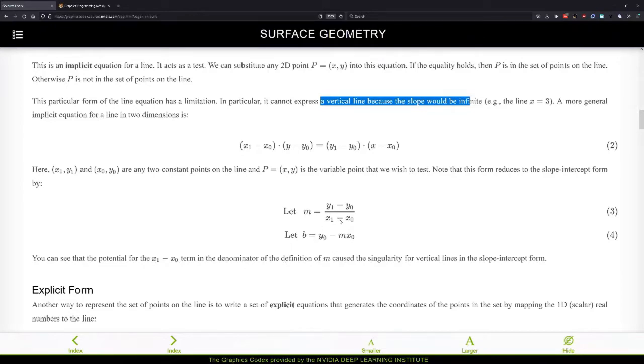The infinity problem is because if x doesn't change, then you're dividing by 0, and that's undefined, or just not good math to have.